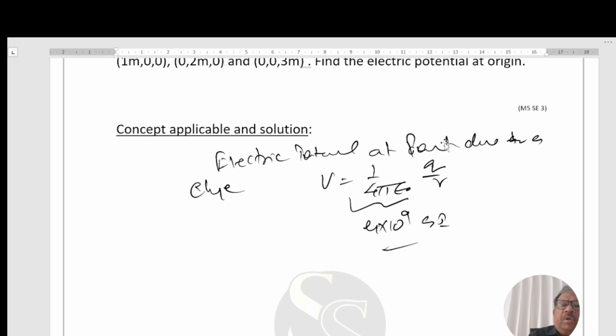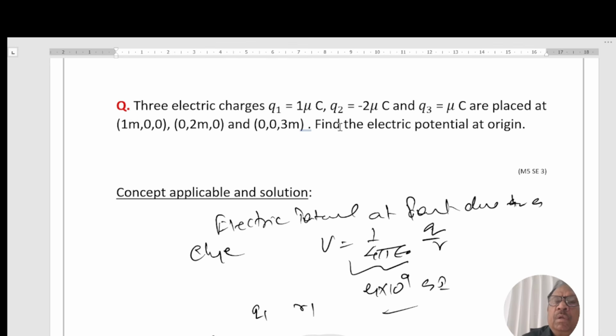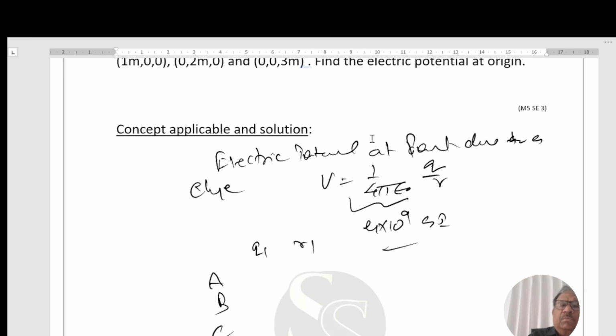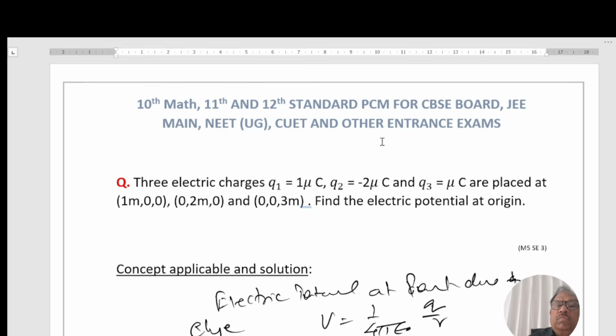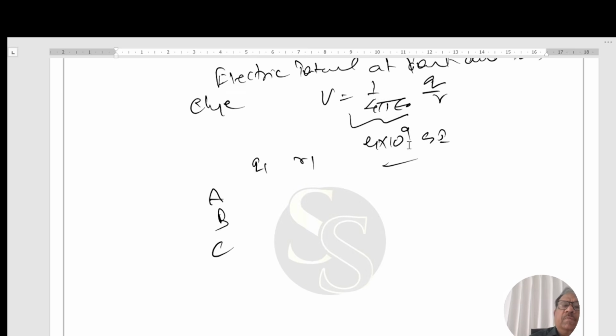Now in this case 3 points are given to you: A, B, C. Q1, R1. Origin से distance लेनी, the distance in the coordinate axis measured from origin. So this comes out to 1. This is given to you: 1 microcoulomb, 1 meter from origin.